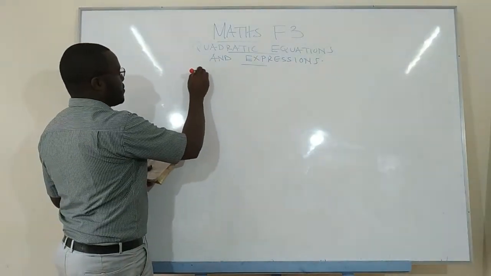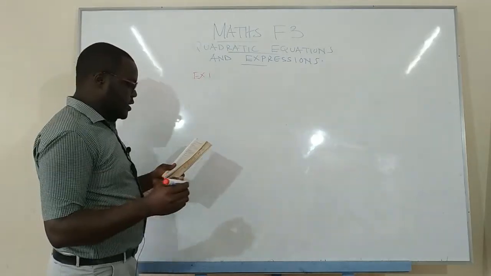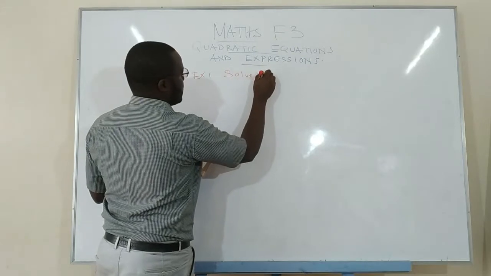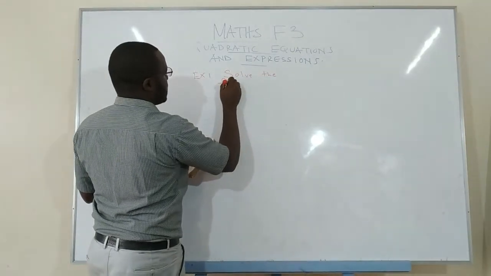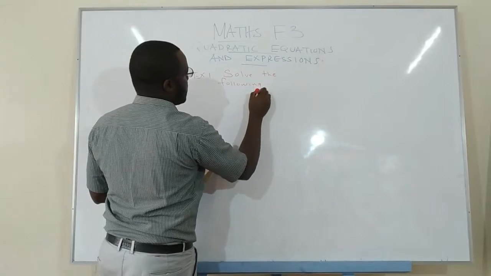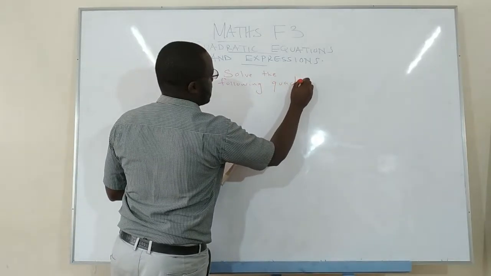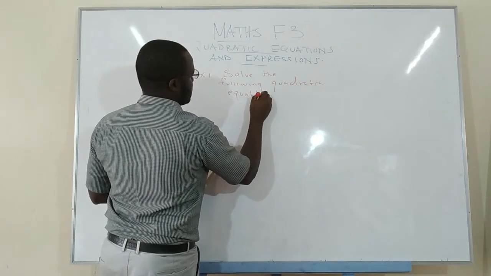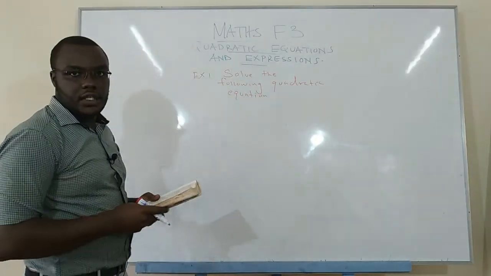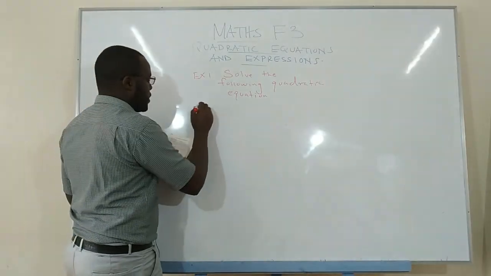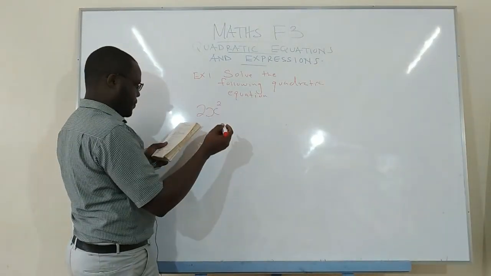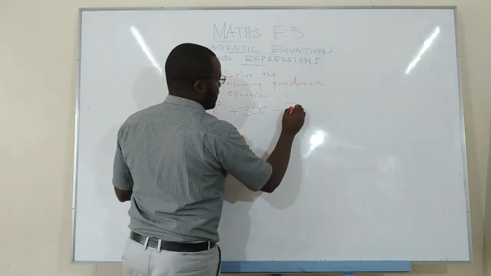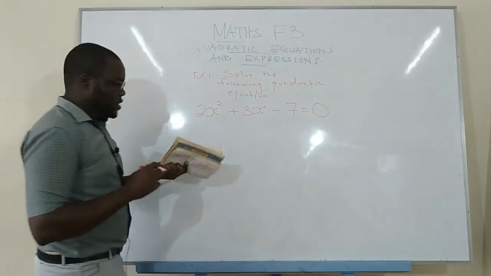The first example reads, solve the following quadratic equation. And the equation that we are talking of is 2x squared plus 3x minus 7 is equal to 0.